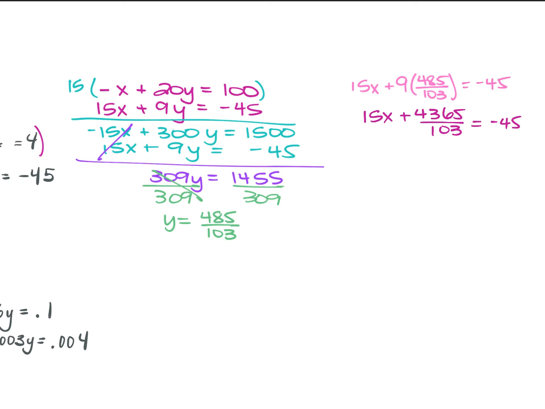The negative 45 is going to have to turn into something over 103. So 45 times 103 gives us 15x plus 4365 over 103 is equal to 4635 over 103. We are going to subtract the 4365 over 103 from each side.